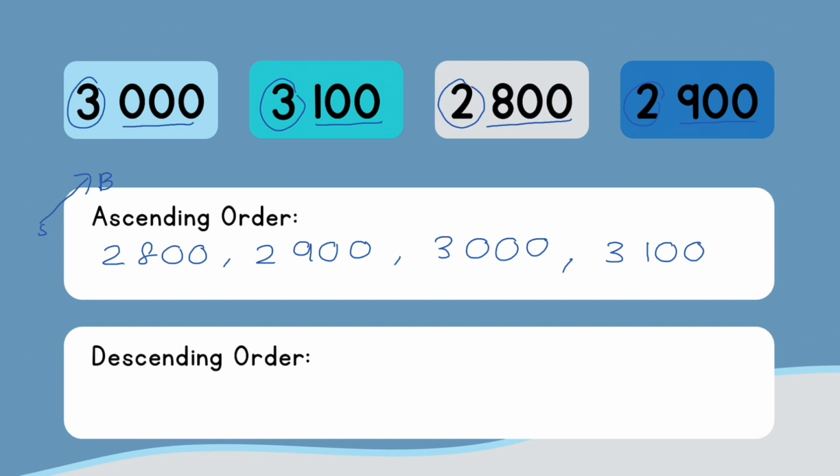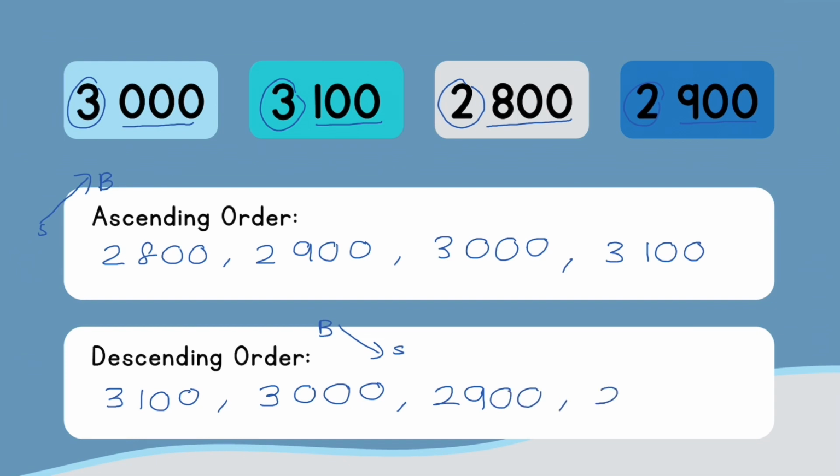Now from the same number cards, let's rearrange them in descending order. For descending order, as I told you earlier, it will be arranged from big number to small. That means the numbers will go down. So from here we already know the largest number is 3100, followed by the second largest, which is 3000, then the smaller number, 2900, and the smallest number here will be 2800. So these are the numbers when we arrange in descending order. It will move from big number to small number.